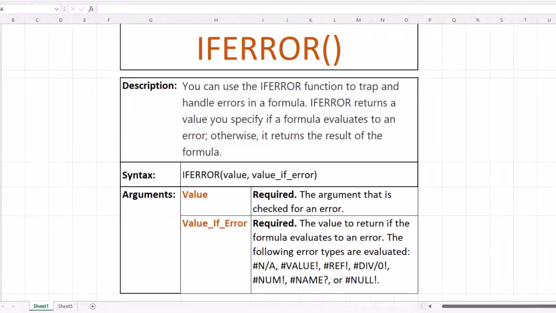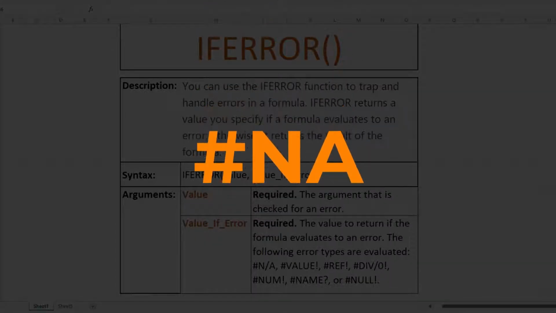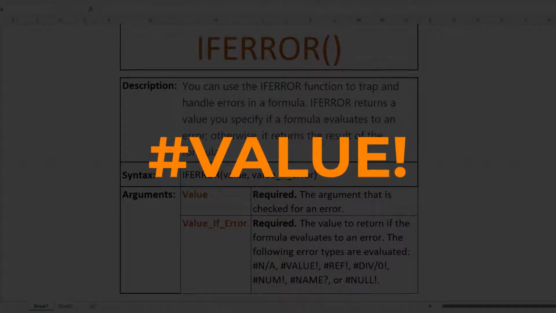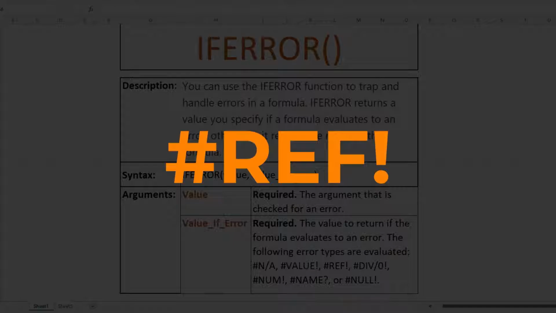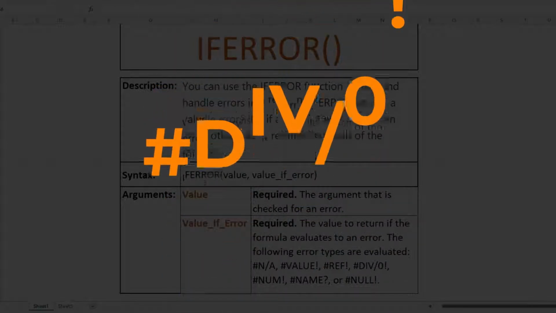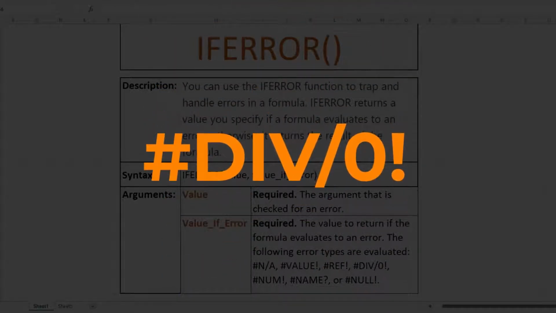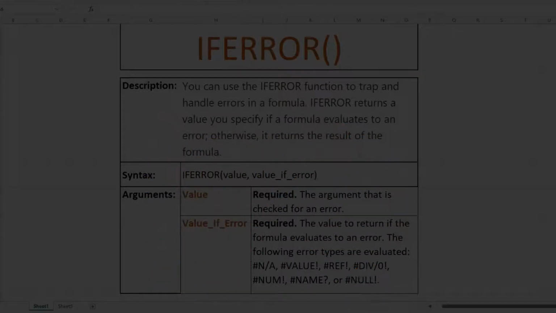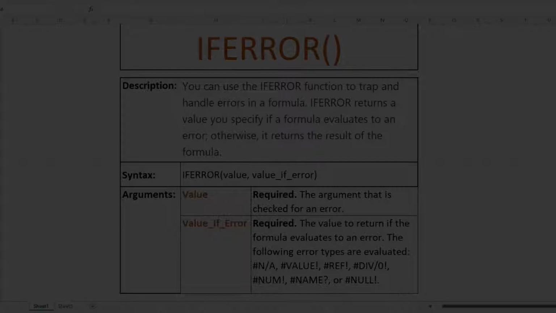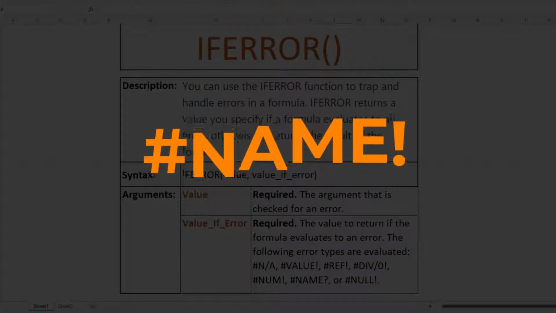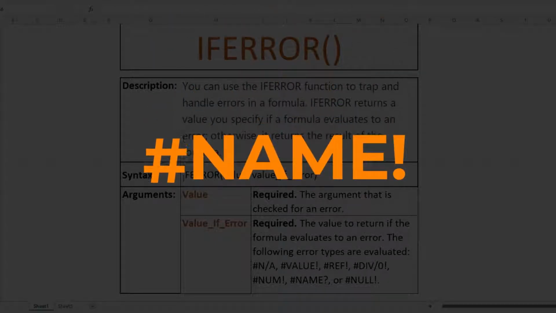The following error types are evaluated. #N/A. This occurs when the value cannot be found in the reference data. #VALUE. The function syntax is not constructed correctly. #REF. Occurs when a reference is invalid. #DIV/0 occurs when trying to divide by 0. #NUM. This is when a calculation cannot be performed.